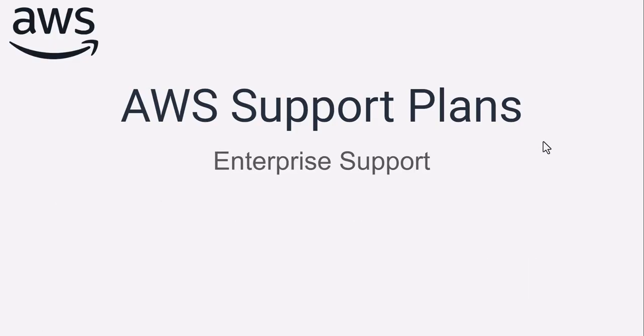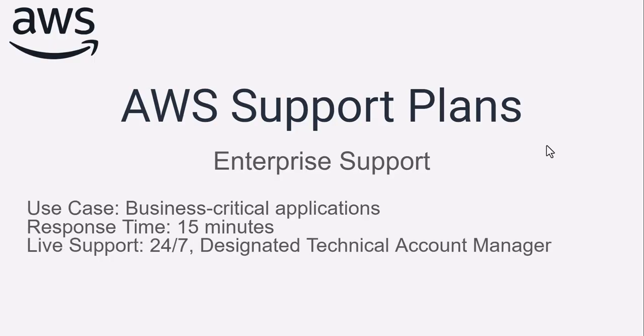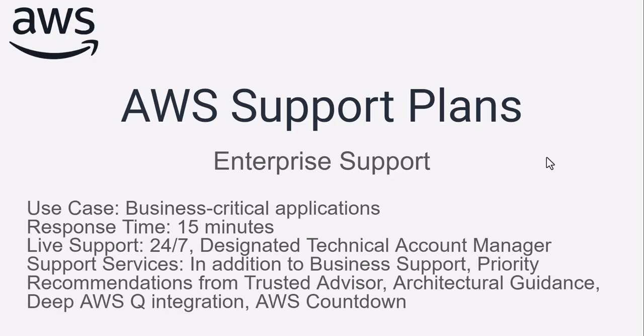Now the Enterprise Support Plan, this is for business critical applications. Response time is 15 minutes or less. As with the Business Support Plan, you have 24/7 access. With this plan, though, you have a designated technical account manager. And the support services include everything you get with the Business Support Plan. You get priority recommendations from Trusted Advisor. You have access to architectural guidance from support. There's deep integration with Amazon Q.